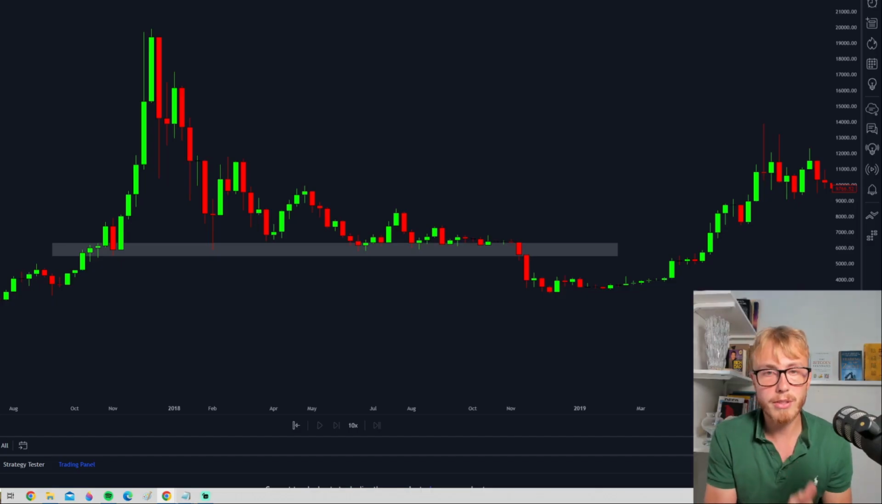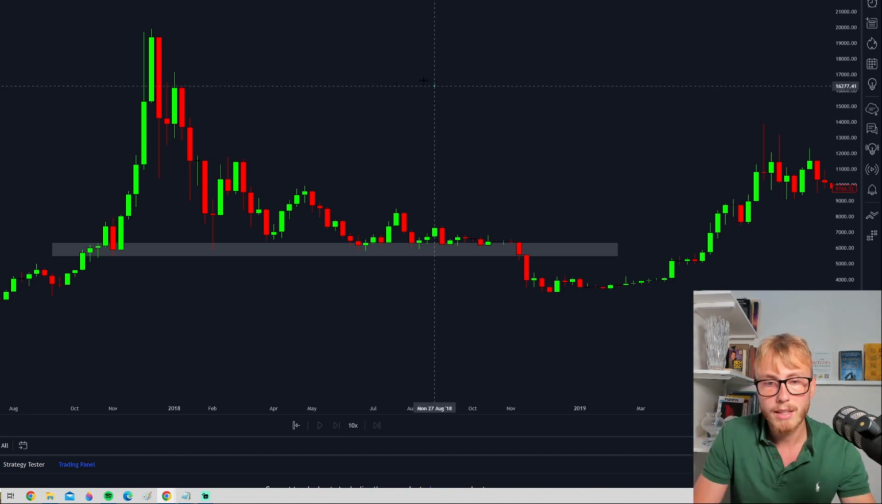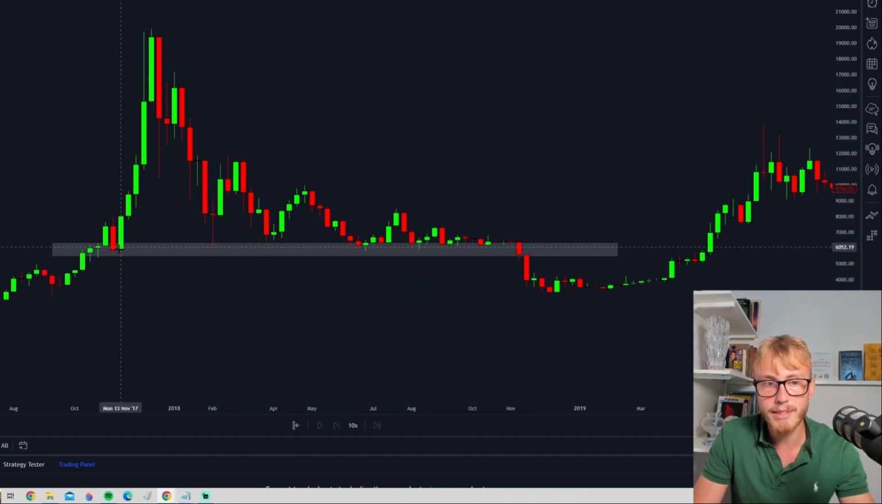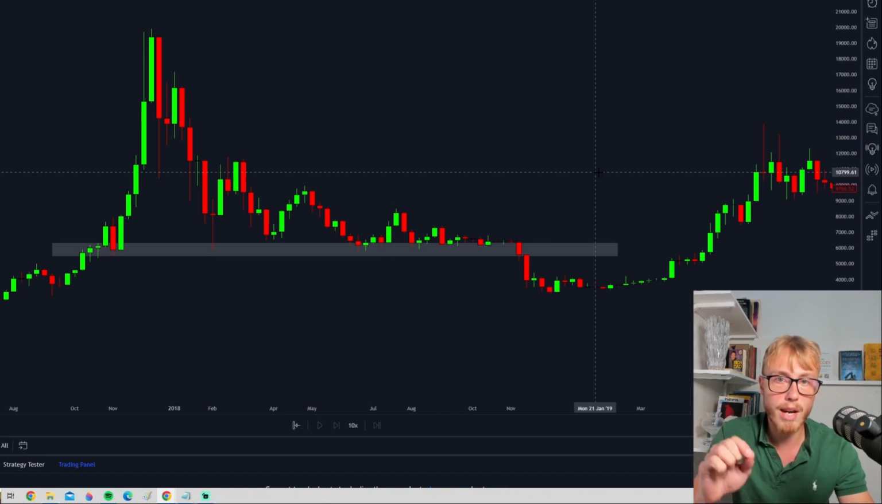Now let's talk about concept number 3. How can we tell when a support or resistance level will break? Let's use the example I showed here in the beginning of the video. This is the Bitcoin price and we are looking at a weekly time frame. So every candlestick on this chart represents 1 week.